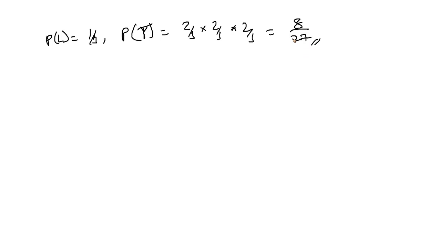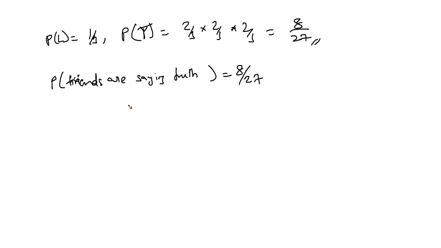I would say this is not an accurate solution. I mean, some people can agree with it, but there is a better way of solving, and we will look into that. So why am I saying this one is not accurate? What we are answering here is actually the probability that your friends are saying the truth when it's raining, which is 8 by 27. But the question we are asking is the probability that it is raining in Seattle.